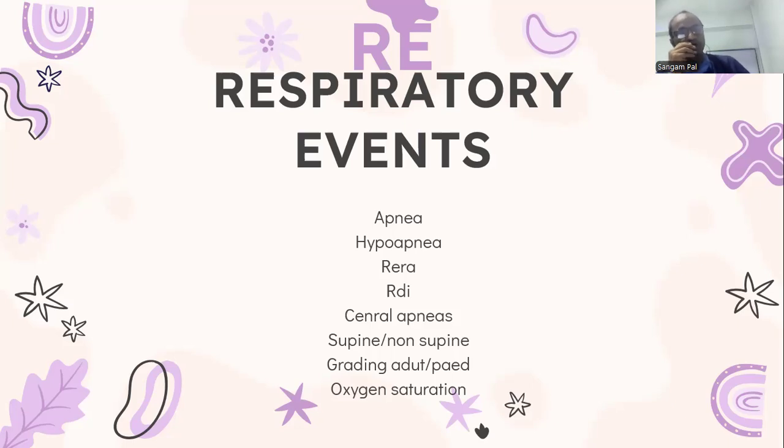And central apnea is when there is cessation of breathing, but no effort seen on the chest and abdominal belt. It's called central apnea. So when there is apnea and hypopnea, we have to also see whether there is a difference in supine and non-supine position. Suppose a patient sleeps in lateral position and has zero apneas or hypopneas, straight away we can suggest he lie in lateral position, and that will be therapeutic for him.